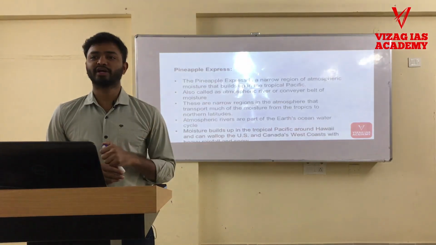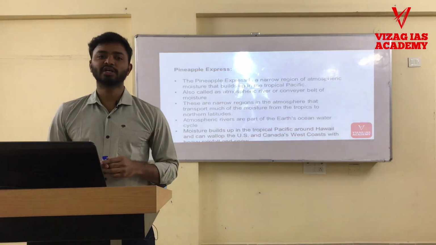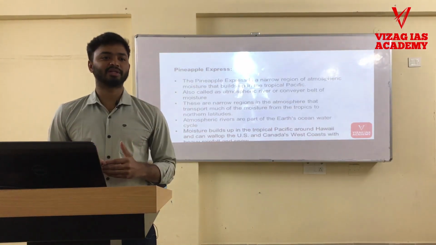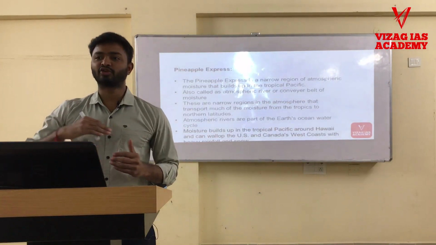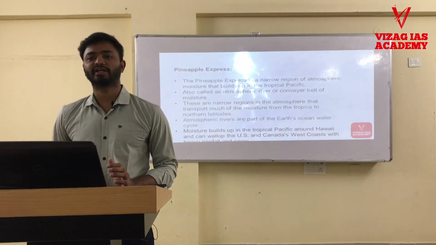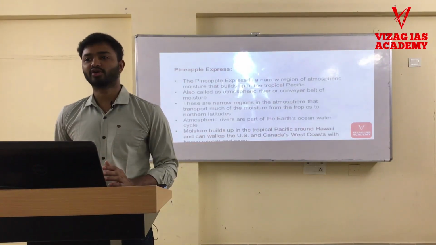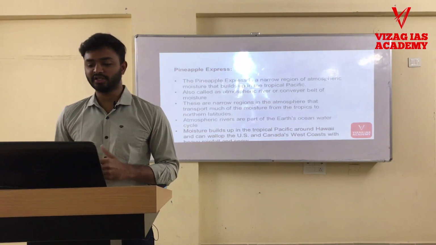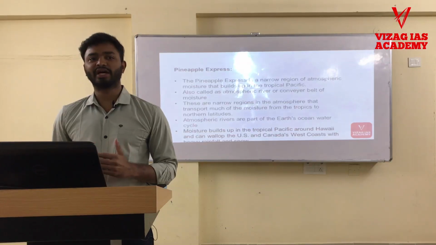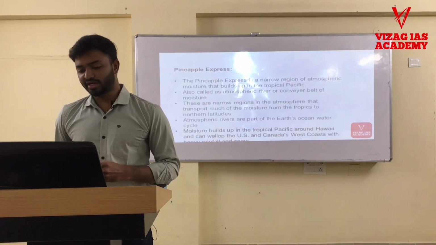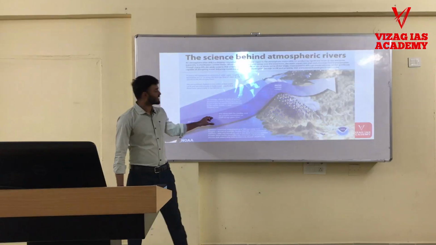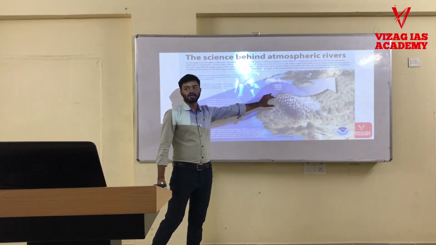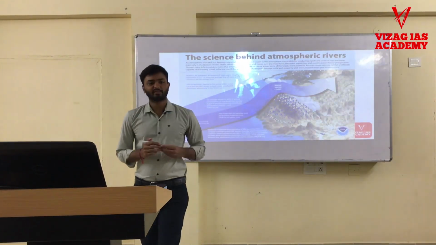So in the atmosphere, especially over the Pacific Ocean, the moisture which is building up goes upward and flows towards the North American continent in the form of a river. So it is a conveyor belt of moisture, also called the atmospheric river. This is called Pineapple Express. The moisture building up over the Pacific Ocean is channeling and moving towards North America.